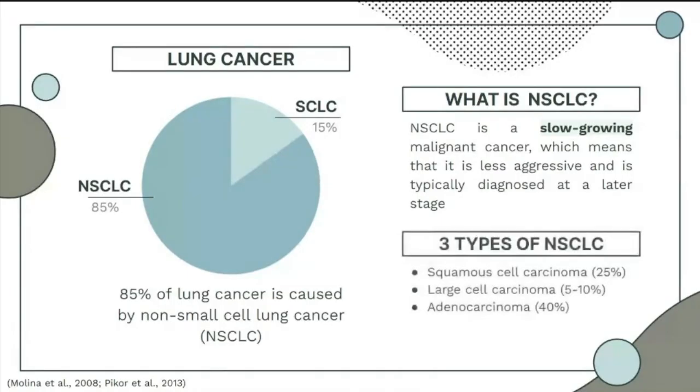NSCLC can be classified into three major histological subtypes. The first is the squamous cell carcinoma, which accounts for 25% of the cases. It is derived from squamous cells in the main airway like the bronchi. Second is the large cell carcinoma, which accounts for 5 to 10% of the cases. The cancerous cells appear larger when viewed under a microscope. Third is the adenocarcinoma, which accounts for 40% of the cases. It is derived from the mucus-producing glandular cells.